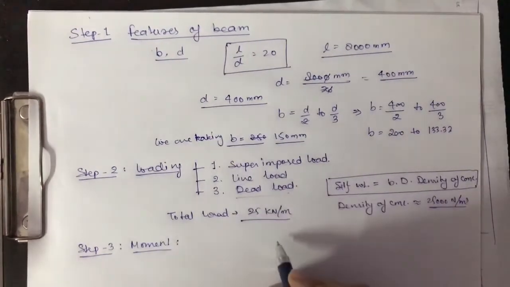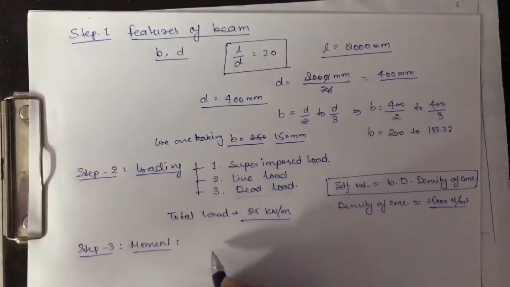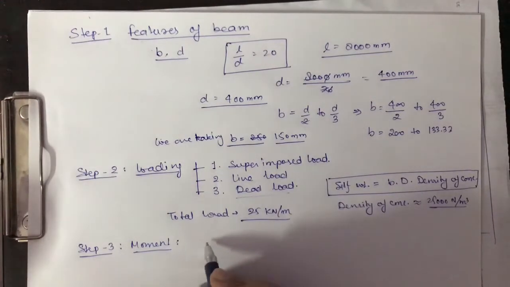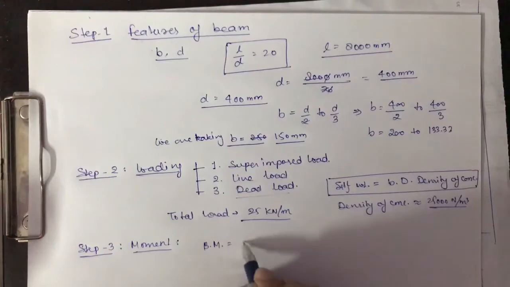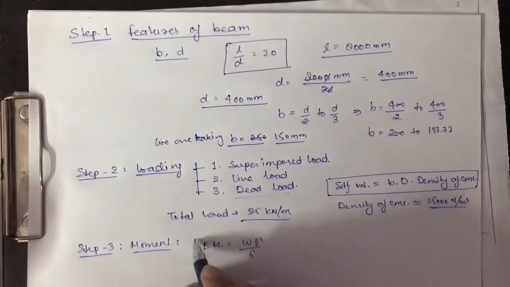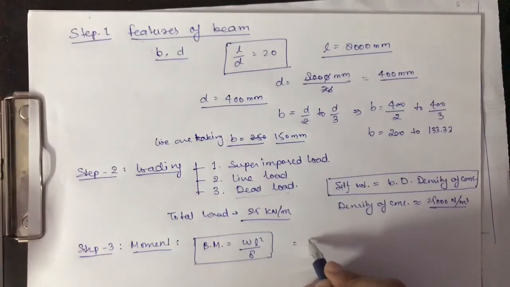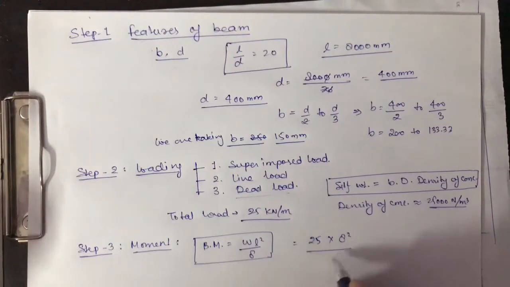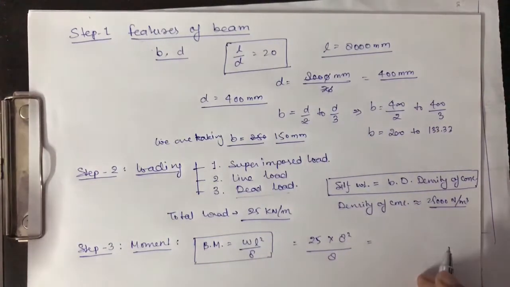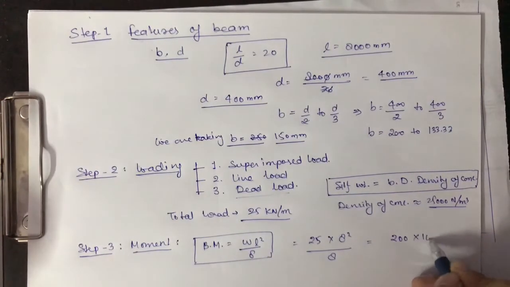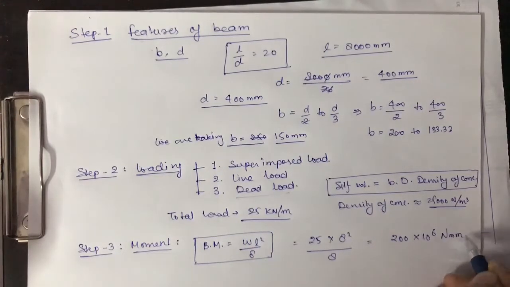As we already know, in the case of a simply supported beam, when the UDL acts on the entire span of the beam, the formula of bending moment is equal to WL square by 8, where W is the total load and L is the effective span of the beam. So we can calculate the bending moment by 25 into 8 square upon 8, and it comes to be 200 into 10 to the power 6 Newton mm.